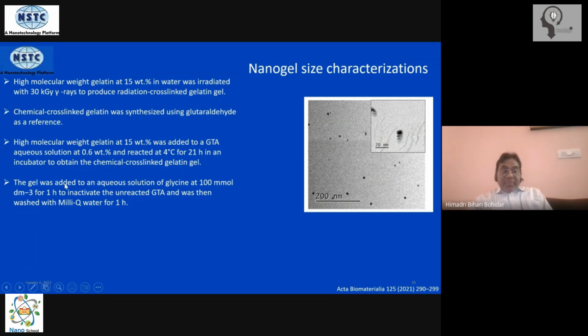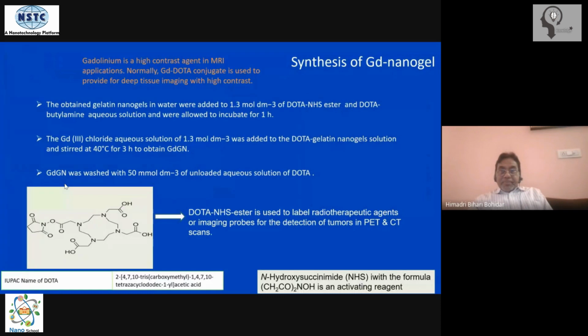In the next step, the gel is added to glycine, 100 millimolar, to remove the inactivated GTA from there. Then you wash it with molecular water and your gel is now ready. So either you have a chemically cross-linked gel or a physically cross-linked gel. Now we have to go to the gadolinium linking to it.